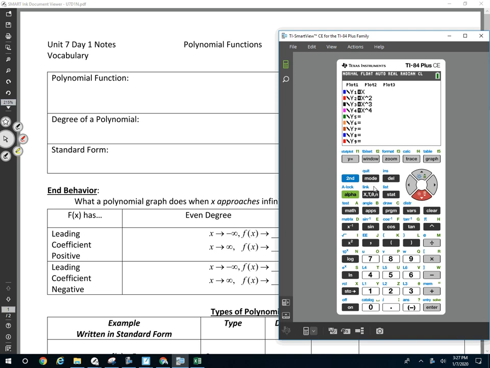X squared, x cubed, x to the fourth, x to the fifth, x to the sixth, x to the seventh. Okay, we'll just stop there. X cubed, x to the fourth, fifth, sixth, seventh. Now, you can kind of tell some of these look similar to some other ones. Like, there looks to be like two groups of these different graphs.